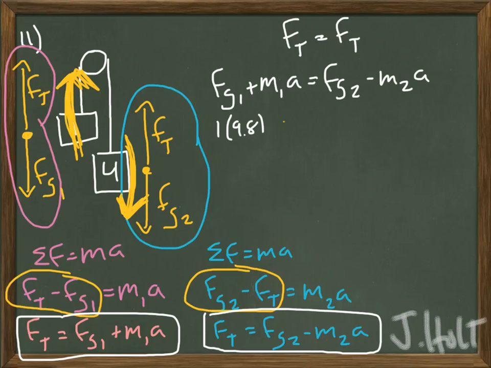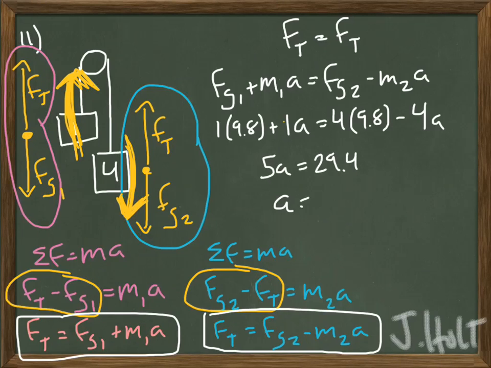Now I have a bunch of different numbers here. I have the force of gravity, that's just mass times acceleration. I have the mass, I don't know the acceleration. I have the force of gravity for the other one, it's just 4 times 9.8. And I have the mass of the other one, 4. So now I only have one variable, a, and I can solve for that.